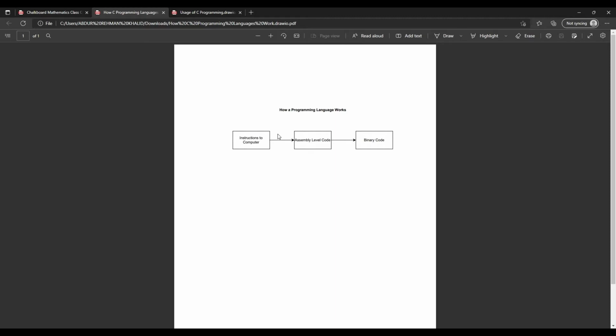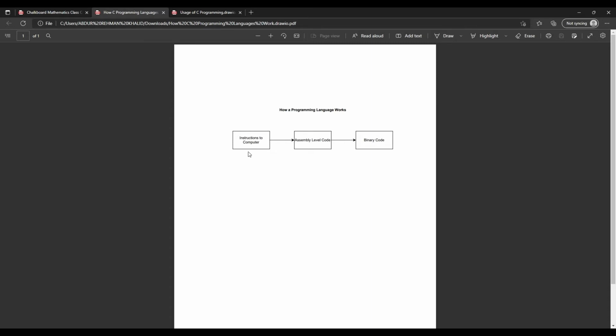So what basically happens is this: we give instructions to the computer in the form of C or C++ code. That code gets converted into assembly level code, and that assembly level code is then converted into binary code, and this binary code is understandable by our processor or our computer in order to perform the specific tasks that we have mentioned in our program using the C programming language.